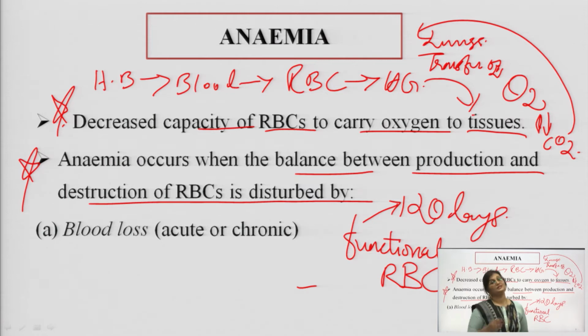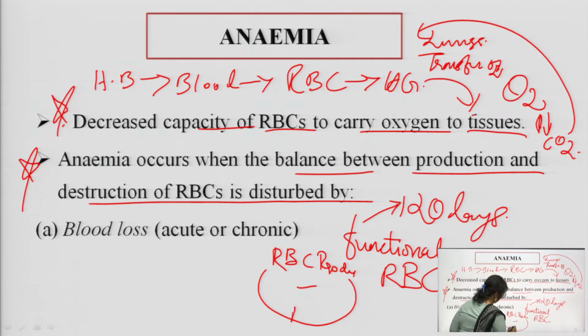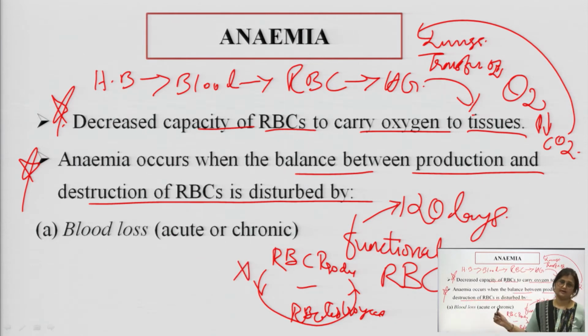So, what are the reasons for the disturbance in this cycle? RBC produced and RBC destroyed. Basically, it is a cycle. If the balance of this cycle is hampered, then it leads to anemia. What are the reasons for the hampering of this cycle? What is the reason which could lead to an imbalance in this cycle?